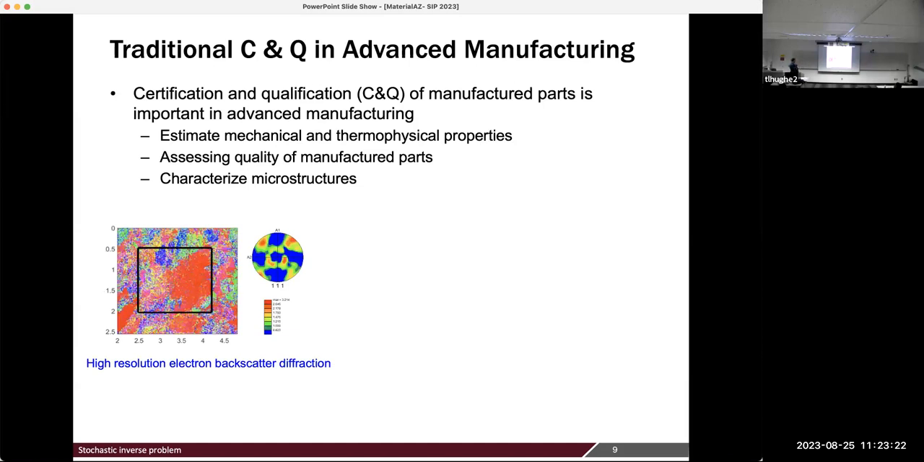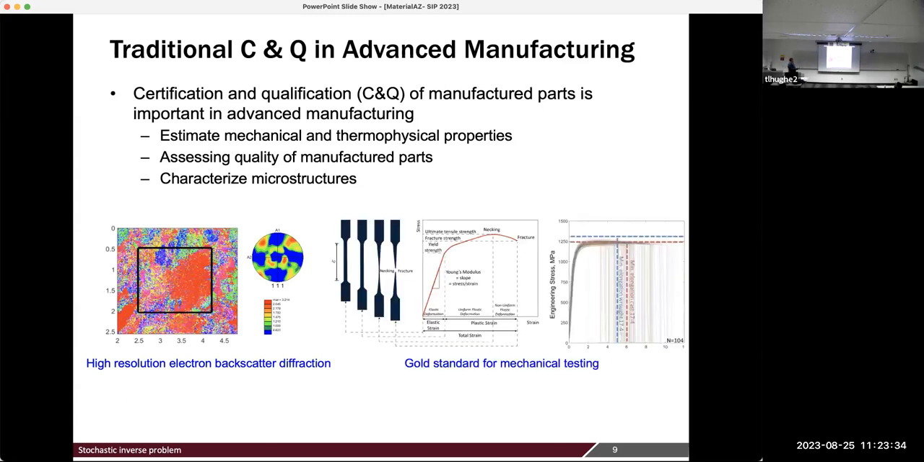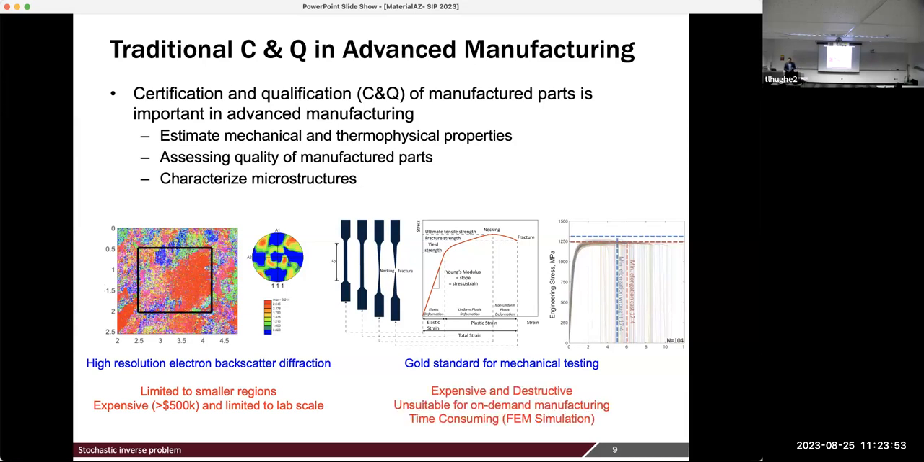This is electron backscatter diffraction, and we can use this EBSD technique to measure the microtexture and the microstructures. In terms of mechanical testing, we currently use tensile testing to measure the mechanical properties. These are the gold standard right now for microstructure and mechanical testing, but there are problems. EBSD is limited to smaller regions, and it can be very expensive, so we cannot take it beyond lab scale. With tensile testing, we have to manufacture hundreds of these dog bone samples and then break each of them individually. So it is definitely expensive and destructive.